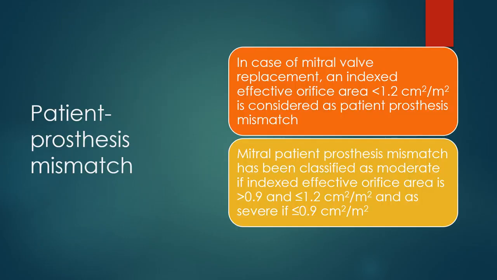In case of mitral valve replacement, an indexed effective orifice area less than 1.2 square centimeter per meter squared is considered as patient prosthesis mismatch. Mitral patient prosthesis mismatch has been classified as moderate if indexed effective orifice is more than 0.9 and less than or equal to 1.2 square centimeter per meter squared, and severe if less than or equal to 0.9 square centimeter per meter squared.